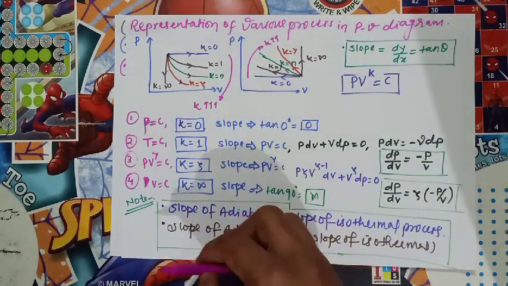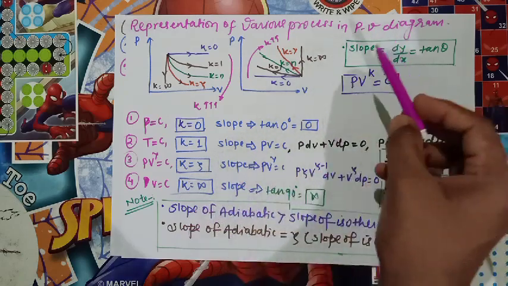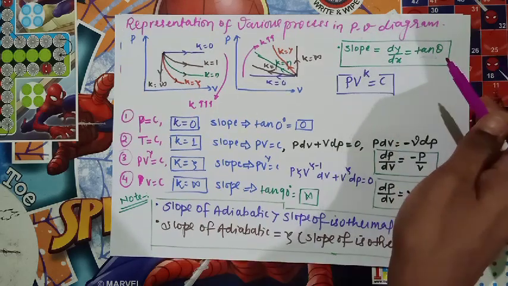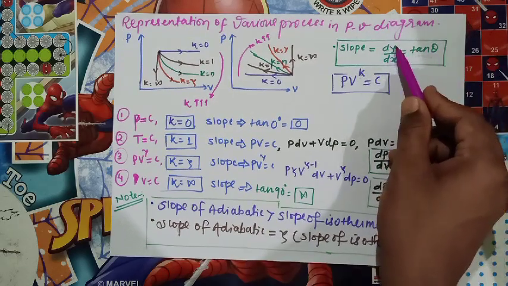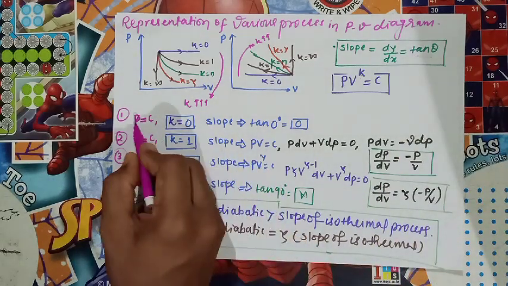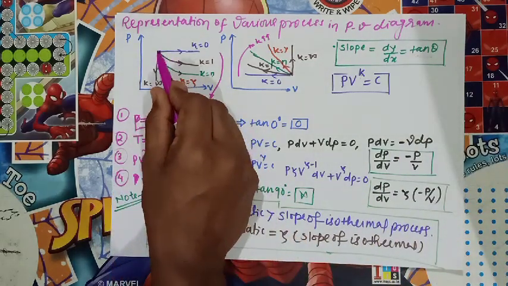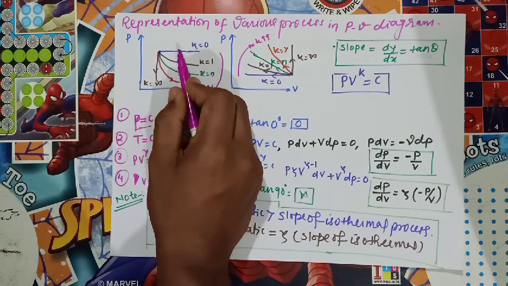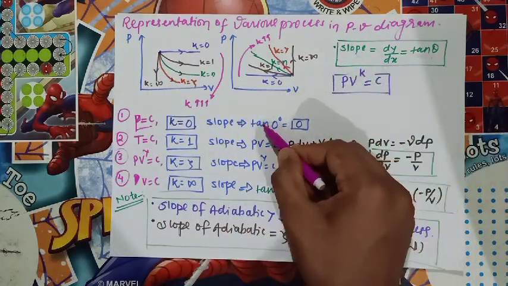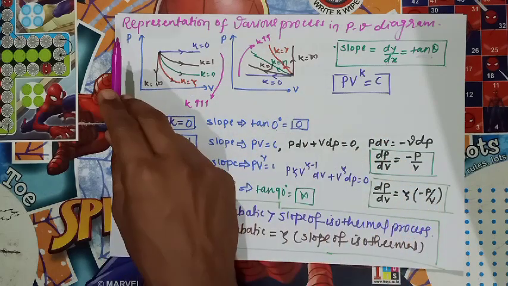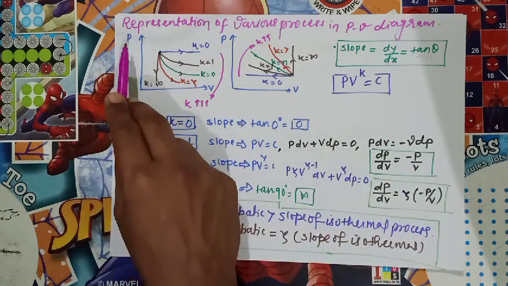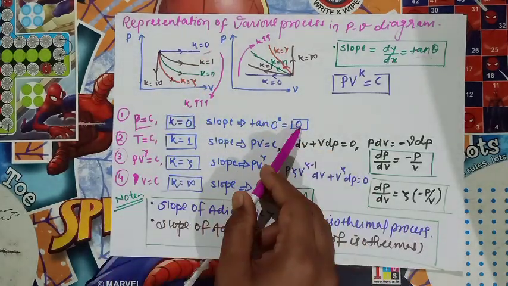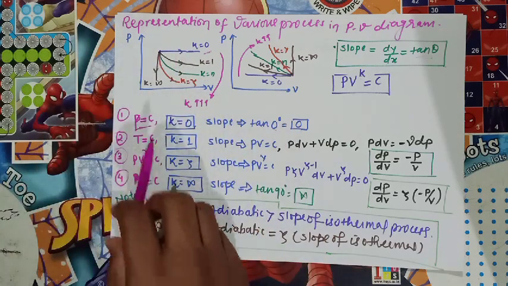Okay, now let's talk about slope. What do you mean by the slope? Slope can be defined as tan theta, and if we cannot define it by an angle, then it is defined as dy by dx. The very first process is pressure equal to constant. So this is the line. Here we can see that theta equal to 0. So if theta equal to 0, then the slope will be tan 0, which means 0. So what is 0 slope on this PV diagram? Isobaric process. So the isobaric process will have 0 slope on the PV diagram.